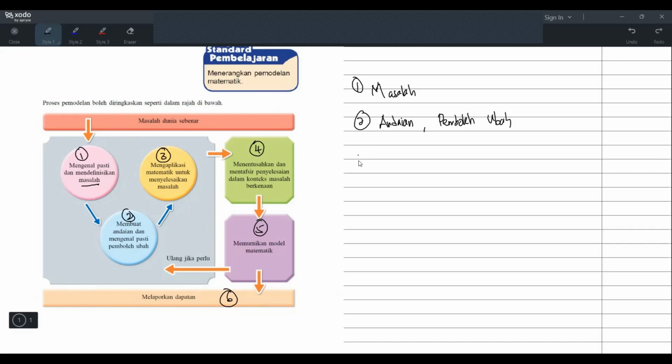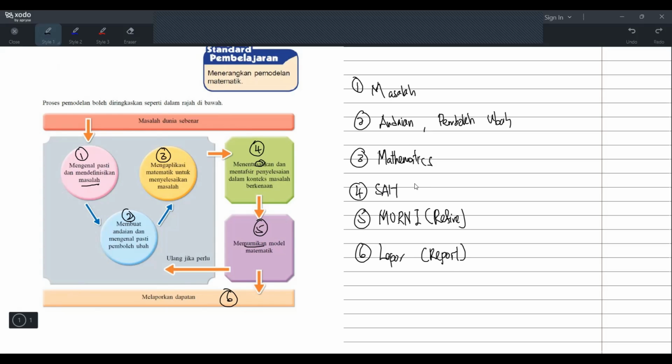The third one is mathematic. The keyword here is mathematic, mengaplikasikan matematik. And then the fourth step is sah, murni, lapor. Everything I memorized using keyword. Sah means menentusahkan dan mentafsir penyelesaian dalam konteks masalah. But you don't have to hafal everything, just hafal the keyword. Sah in English is verify. Murni is memurnikan, the English word for it is refine. And then the last step is lapor, or report.